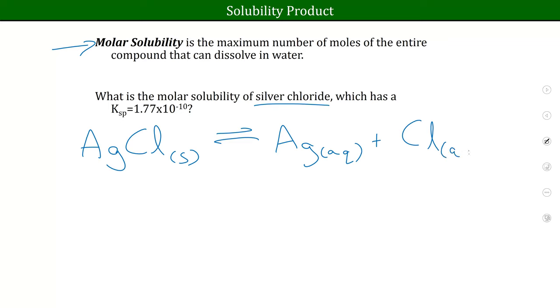Now, before we knew anything about equilibrium, we just said that this reaction didn't happen. We just said silver chloride is insoluble in water. Well, that's not strictly speaking true. It's a good approximation because of how little silver chloride dissolves. What is the expression for Ksp?